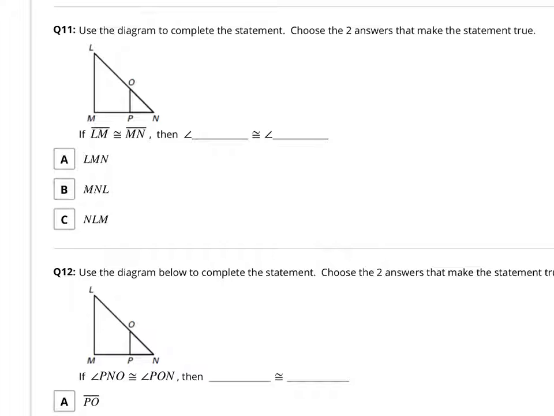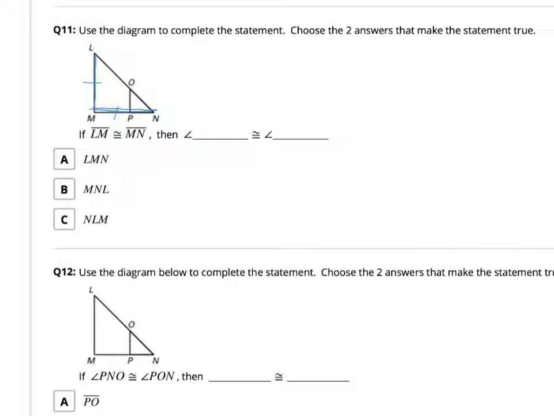Okay, here in number 11, we're going to use a diagram to complete this statement. We're going to fill in the blanks. Choose 2 answers that make it true. So 2 of these 3 go in here. We have 2 blanks, so we need to choose 2 of them. It tells us that LM is congruent with MN. So these whole sides here are equal to one another. Right here, you get my drift.